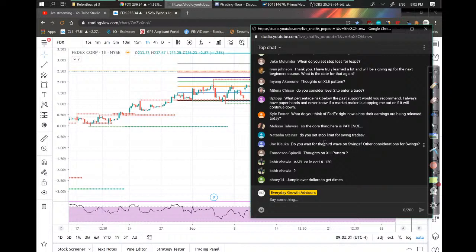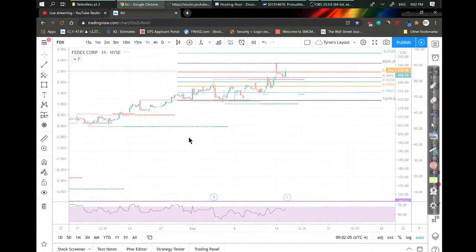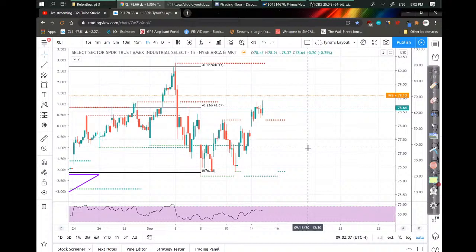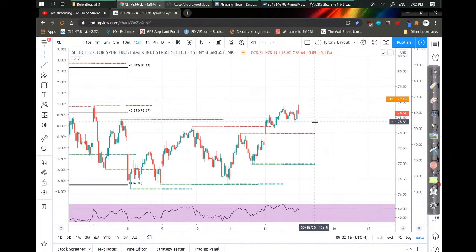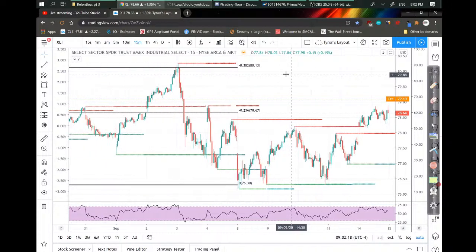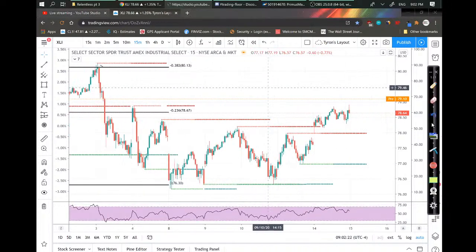Thoughts on the XLI pattern? Okay, this one's interesting. This one's in the process of going into a wave pattern. Let's say at the 15-minute, it'll make more sense here. So here you can see a bunch of things. We had one wave down, two waves down, three waves down. You can see that, one wave, two waves, three waves.